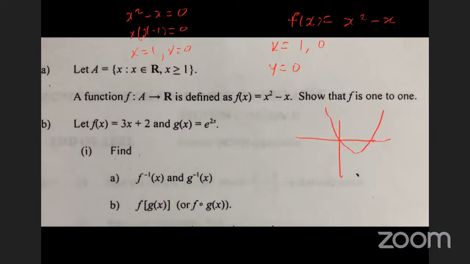But what did the question say? Question says that you only want a domain for x is more than 1. So you could ignore this part of the graph. Okay? So your graph will look like this here. And then you can do the horizontal line test. Draw a horizontal line, it'll only cut once. Therefore, it's 1 to 1.